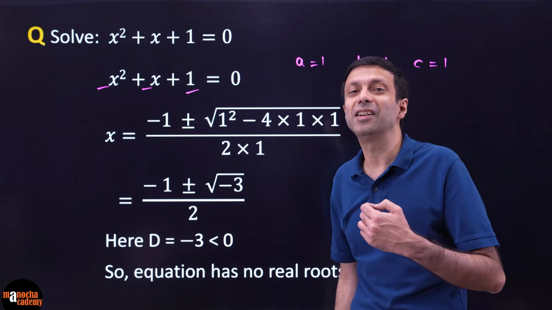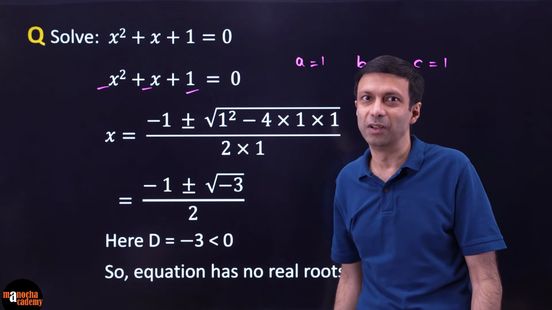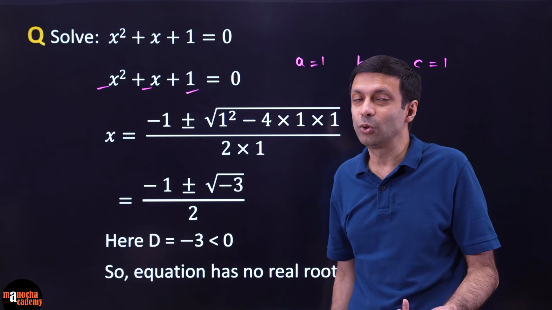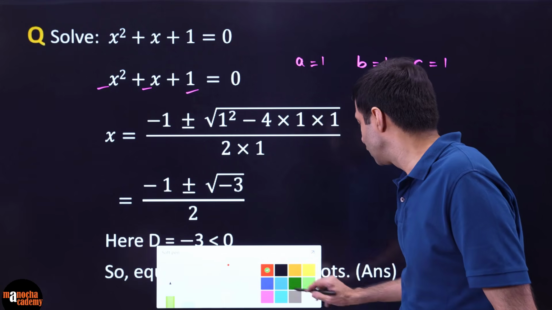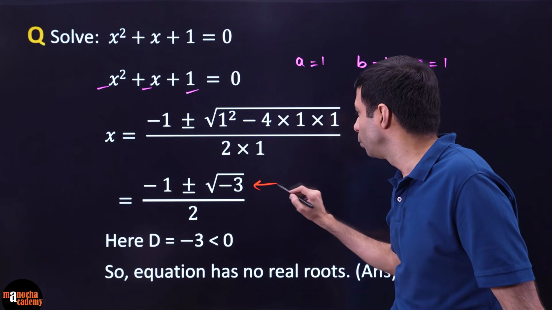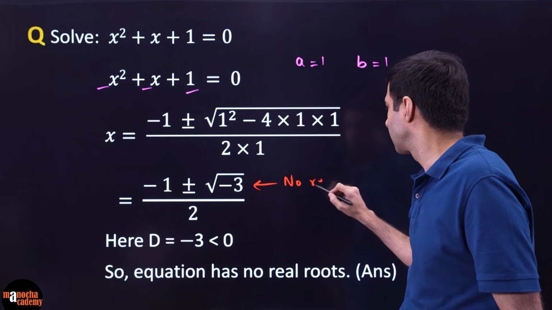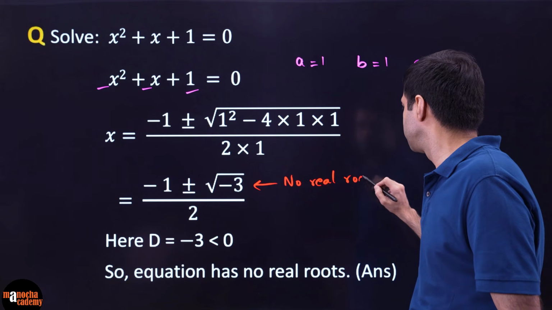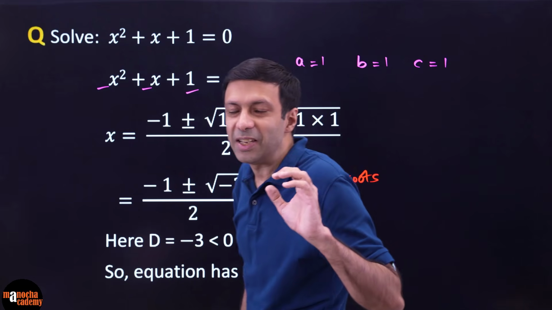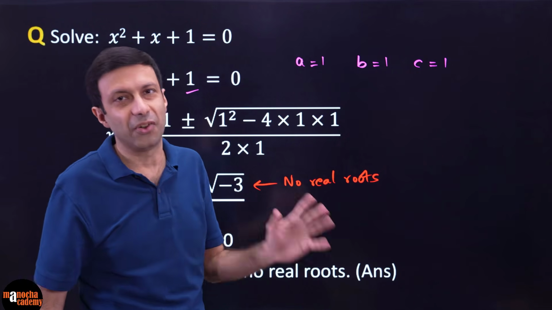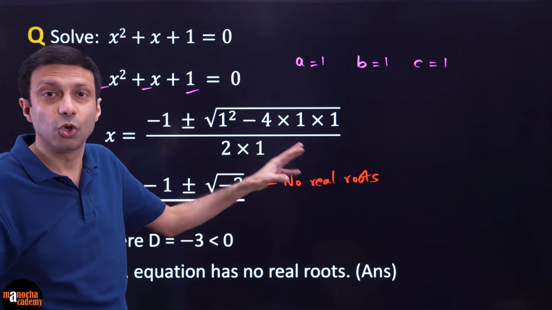Because we are getting a square root of a negative number. So what did we used to do here in the quadratic equations? We used to say that it has no real roots, because that time we were told that the square root of a negative number is not going to give you a real number. So that's absolutely right. It has no real roots.